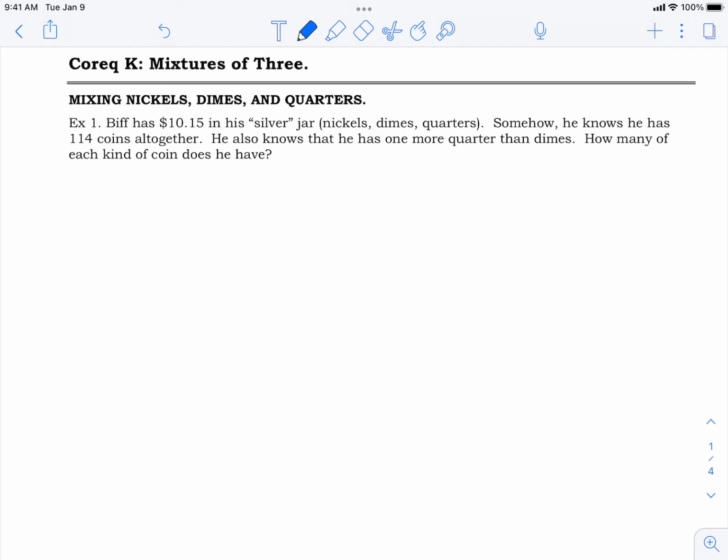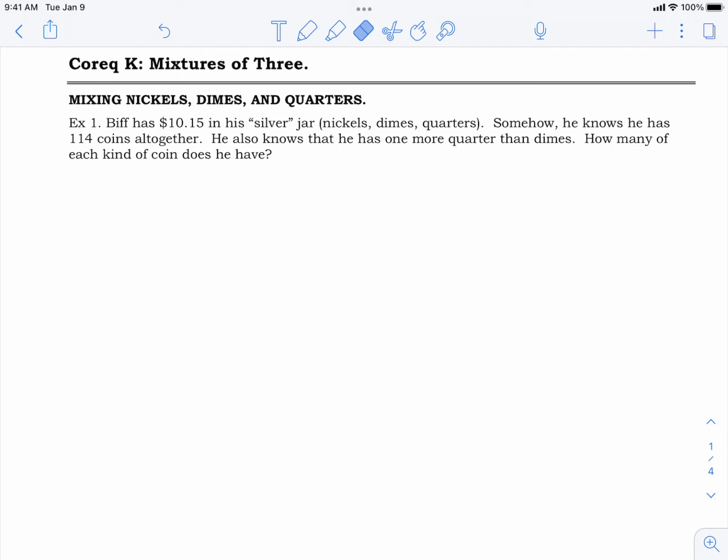Mixtures of 3. In the last lesson, we learned how to solve 3 by 3 systems of equations, which is a nice skill to have. Somebody gives you 3 equations, 3 unknowns, you can solve it. That's nice. But what's really nice is when you can set up your own systems and use them to analyze various situations that you're interested in. So we're going to look at 4 examples in this lesson.